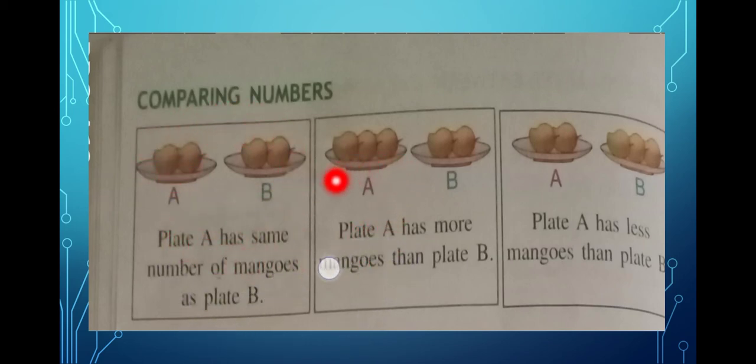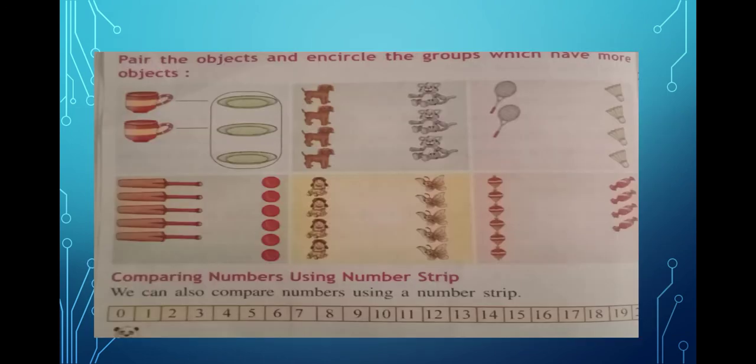Now in plate A there are 3 mangoes, and in plate B there are 2 mangoes. That means plate A is greater, isn't it? So the greater than symbol will come. Plate A has more mangoes than plate B. In the same way here, plate A has 2 mangoes and plate B has 3 mangoes. So plate A has fewer mangoes than plate B. Alright children, I hope you are understanding.